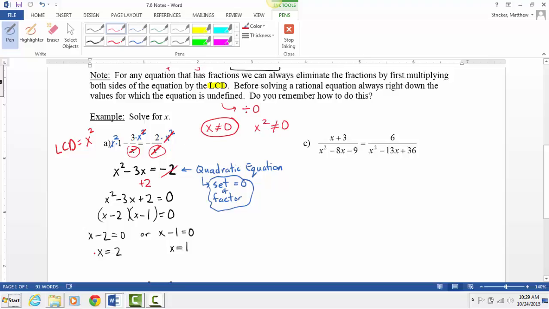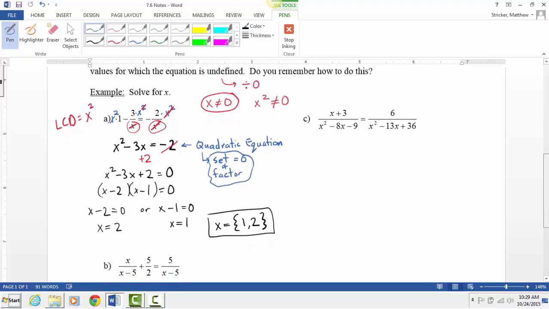And we go back and we look at our answers. Okay, well that's not a 0, the 2 is not a 0, and then the 1 is not a 0 either. So both answers are actually okay. I'm going to write this in set notation. X is equal to 1 and 2. Okay, there's our answer for A.